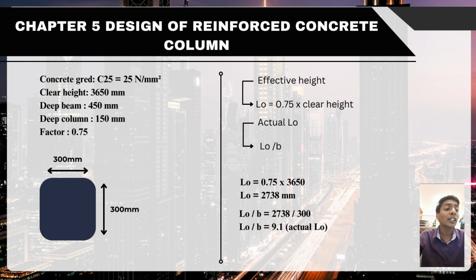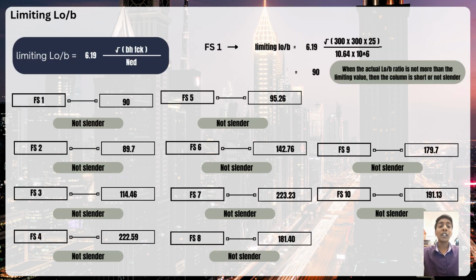Firstly, we need to find the effective height. The formula for effective height is 0.75 times the clear height, and also the actual effective height, and the formula is lo over b. Secondly, we find the limiting lo over b. The lo over b is found to check whether the column is slender or not. To find the limiting lo over b, we use b, h, fck, and Ed. b is base, h is height, fck is strength of concrete, and Ed is load. We substitute into the formula.